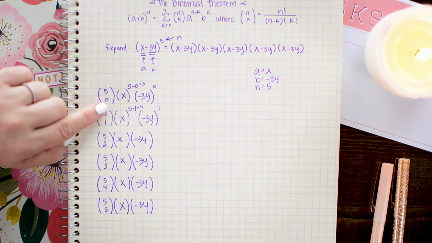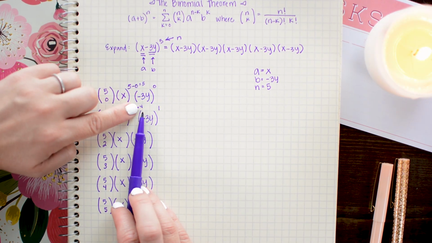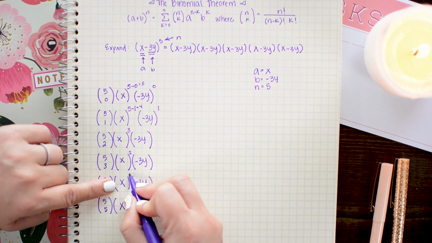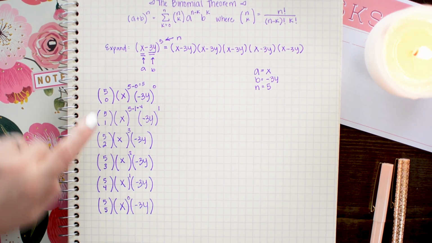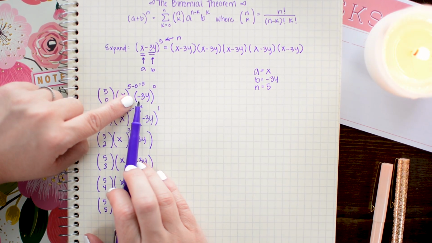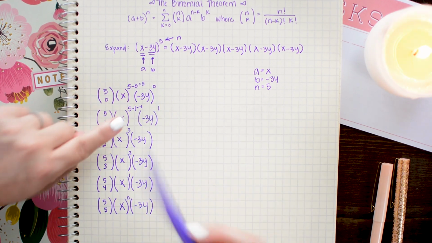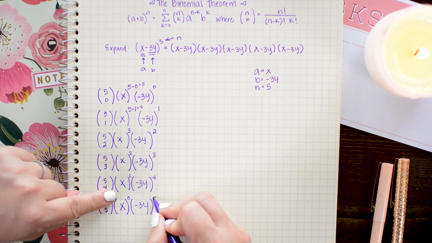Now let's go ahead and do the powers on x. So I started with 5, 4, this one's going to be 3, 2, 1, and 0. And you should always end with 0 in this column. And then for the last one, for negative 3y, we're counting up from 0. So we have 0, 1, 2, 3, 4, and 5.